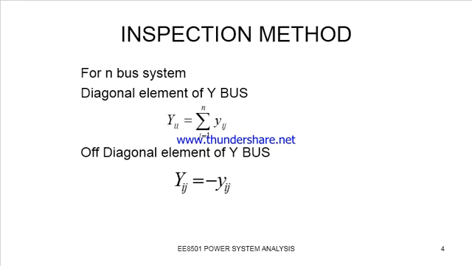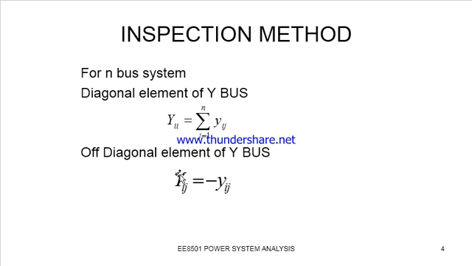This inspection method is very simple. How will we calculate it? Suppose it is Y11. For the diagonal element, you have to find the summation of all the admittances which are connected to the first bus. If it is Y22, then it is the summation of all the admittances which are connected to the second bus.